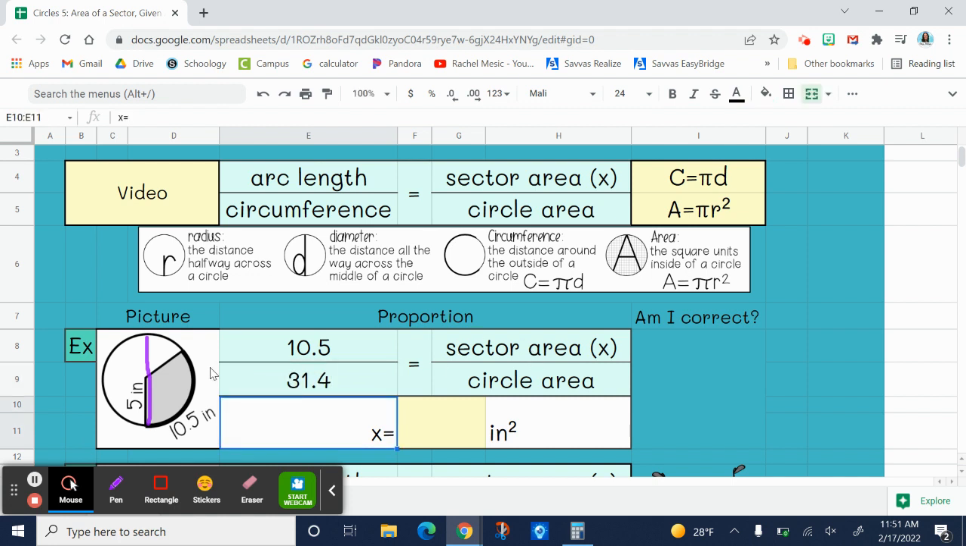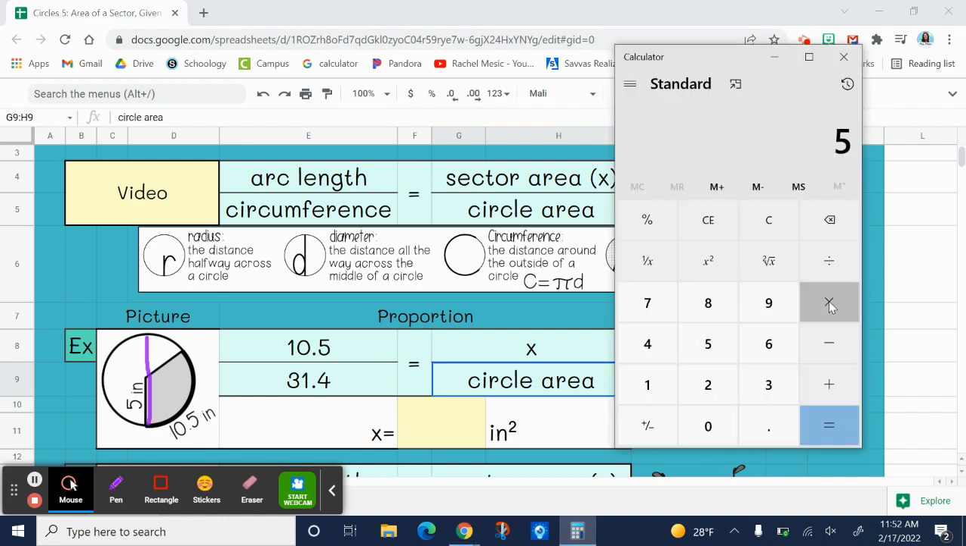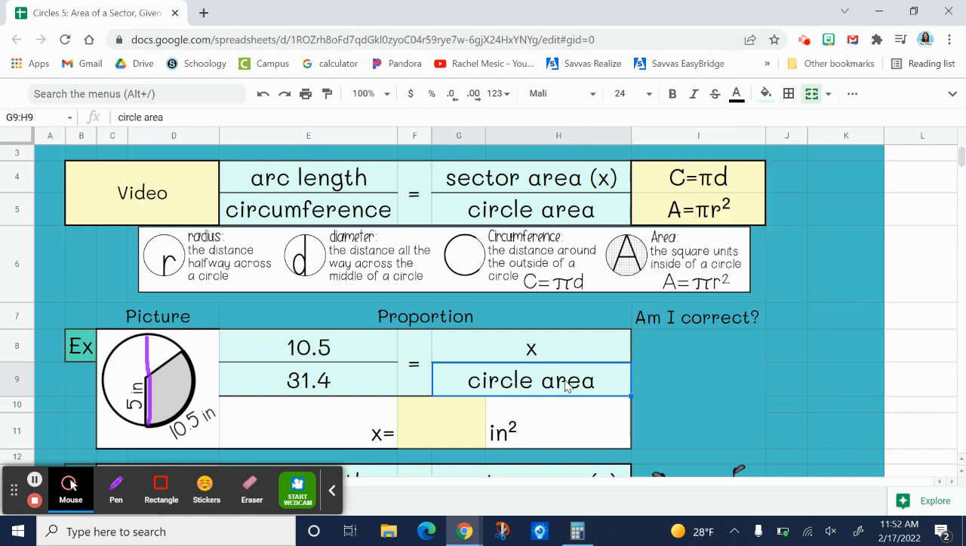Right, the area of the sector, we don't know that. We're trying to figure it out. So we'll just have that be x. And then the circle area, that is pi times radius squared. The radius or distance halfway across that circle is 5. So we're going to do 5 times 5 times 3.14. All right, so 78.5.